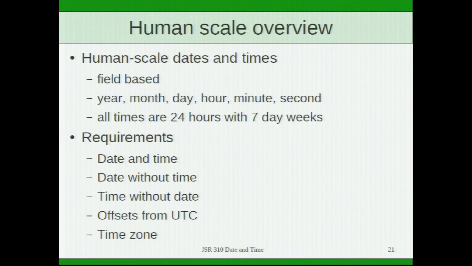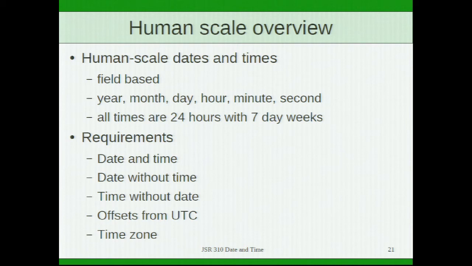So human scale date and time, obviously that's what most of us are interacting with all the time. Years, months, days, hours, minutes, seconds. Times 24 hours, 7-day weeks, all this kind of stuff. So what we need to be able to represent in our applications is the concept of a date and a time, or a date on its own, or a time on its own. Offsets from Greenwich. So I'm going to go into these in a bit more detail.